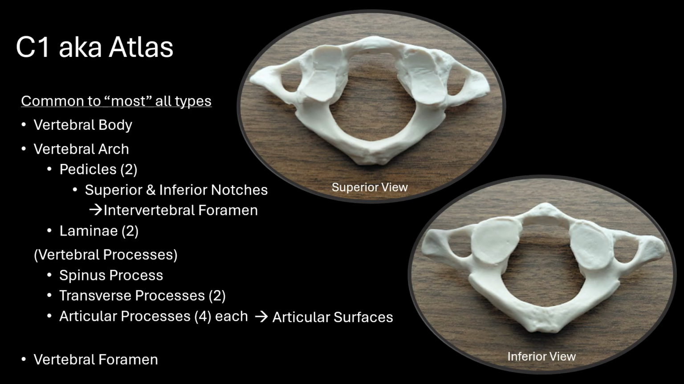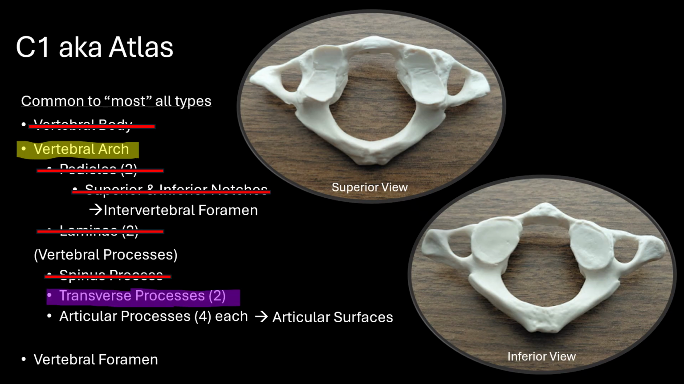C1 lacks a vertebral body, so we can remove that from the list. The vertebral arch is a bit different, and we'll cover that, but there are no true pedicles nor laminae, so we can remove those from the list. It doesn't have a true spinous process, so we can cross that off.